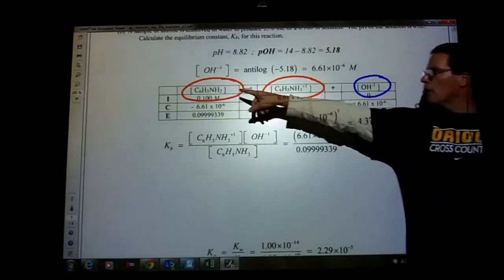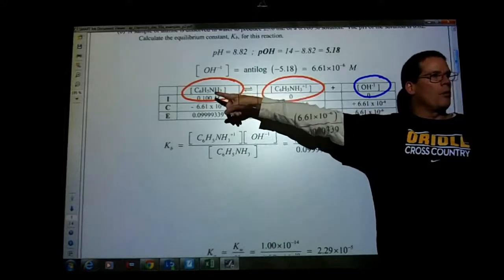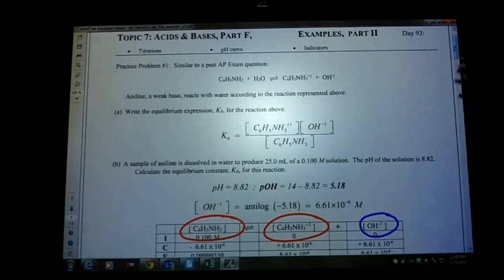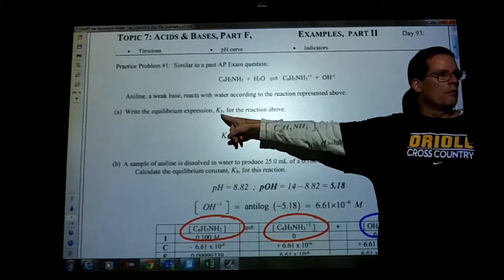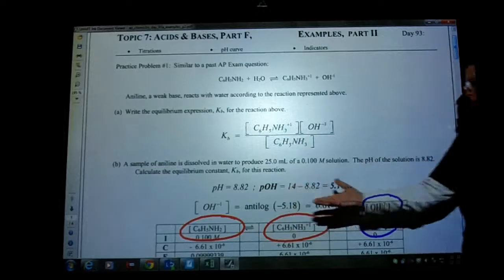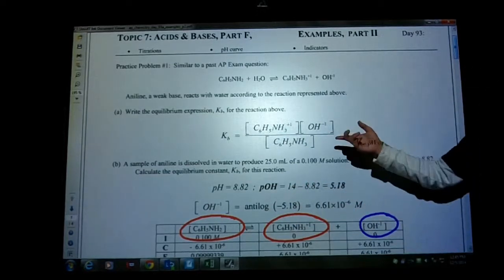Let me ask you this, Timmy. Is this thing acting as an acid or a base? That is acting like a base. Okay. How do you know? That's conjugated to Ka and it's got a Kb. So we know that that's going to behave like a base. So that's why we have the hydroxide.